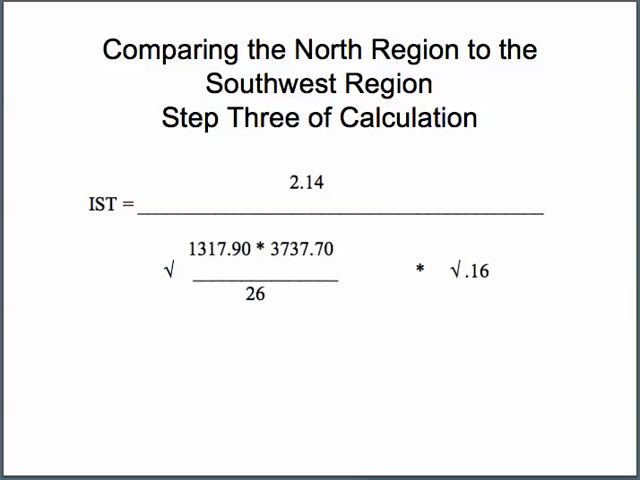The third step is to focus on the denominator. On the lower left side, we start by multiplying the number of cases in each independent sample by the squared standard deviation for each independent sample. 10 times 131.79 equals 1317.9, and 18 times 207.65 equals 3737.7. On the lower right side, 28 divided by 180 equals 0.16.